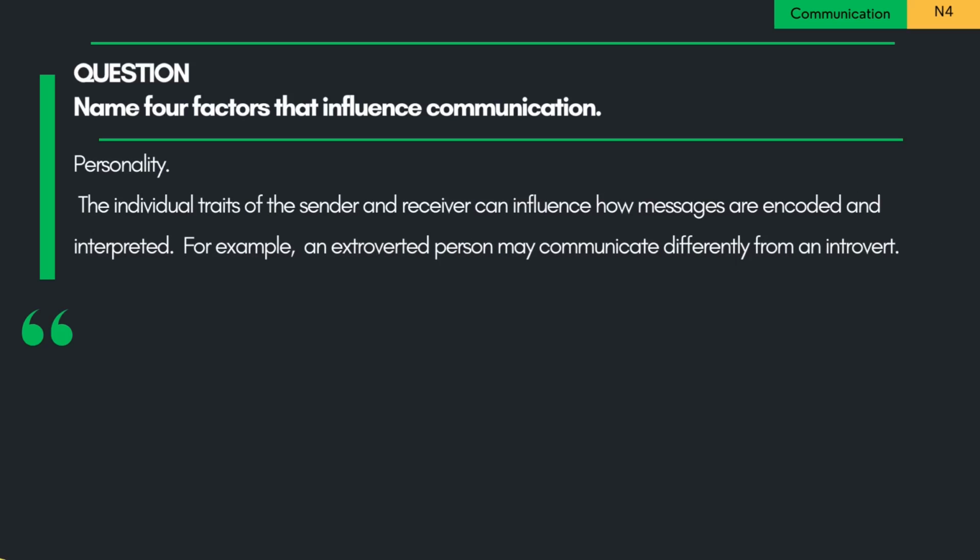Personality. The individual traits of the sender and receiver can influence how messages are encoded and interpreted. For example, an extroverted person may communicate differently from an introvert.